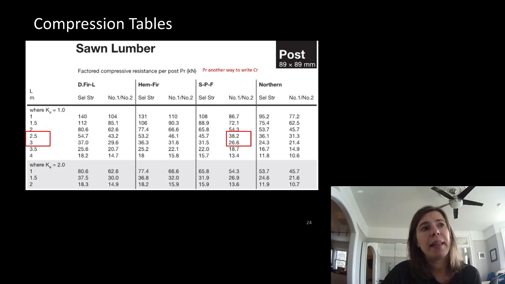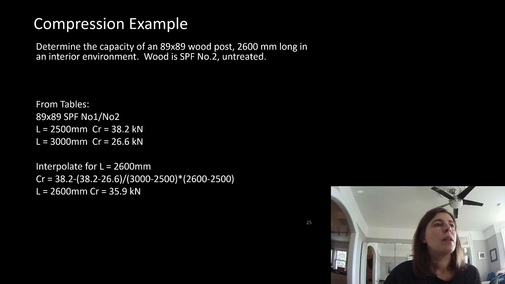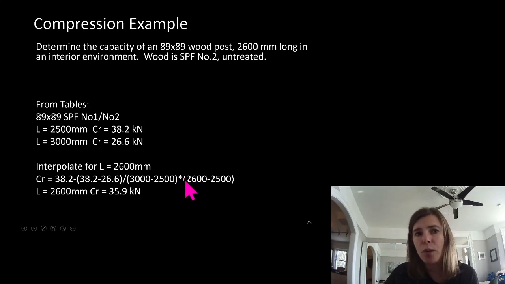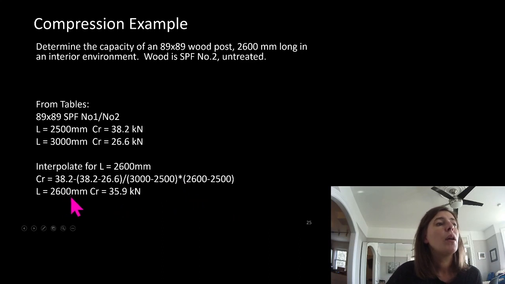Here it is actually pulled off. You can actually see it highlighted in an excerpt of that table. So here's what we pulled off. At 2.5 meters tall, CR was 38.2. And at 3 meters, it was 26.6. We can interpolate for our 2.6 meters tall. If we go through that interpolation, you've seen me interpolate a bunch of times. I'm not going to go through the calculation. You can replicate this if you want. For something that is 2.6 meters tall, we get a CR of 35.9 kilonewtons.